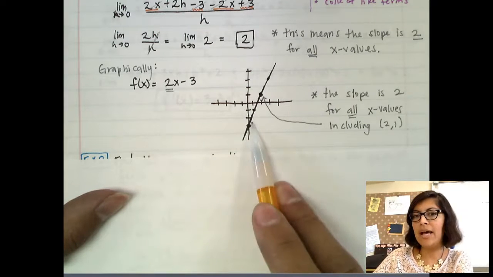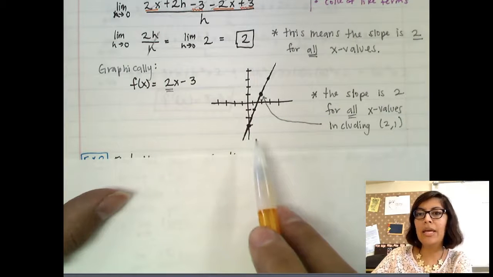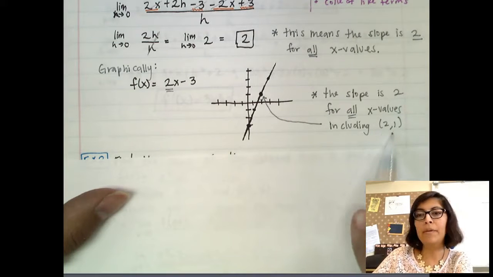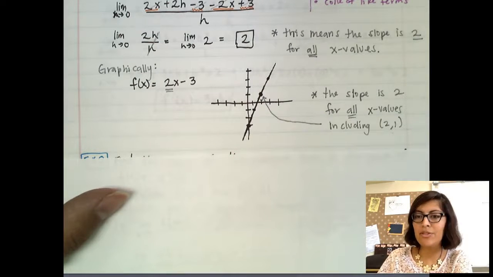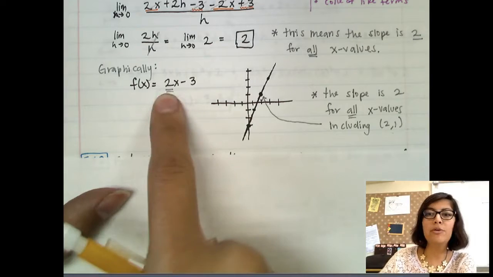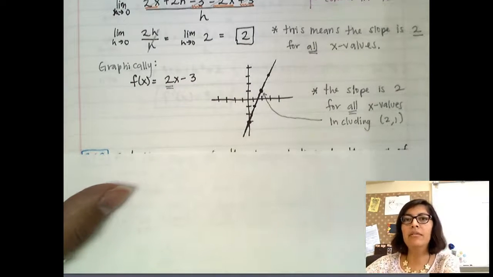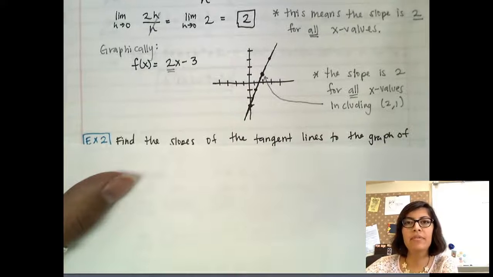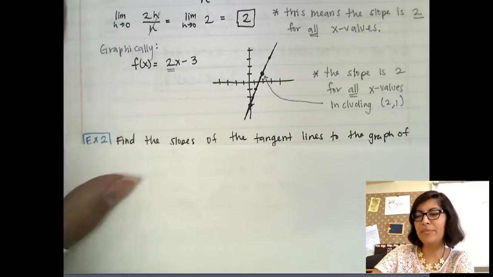So this means the slope of all of our tangent lines is going to be 2, including at (2, 1). Our slope is 2, and that's because it's a straight line. Straight lines have a constant slope. This one has a slope of 2 everywhere on the function. So there's that one. Kind of a weird one, a little bit.